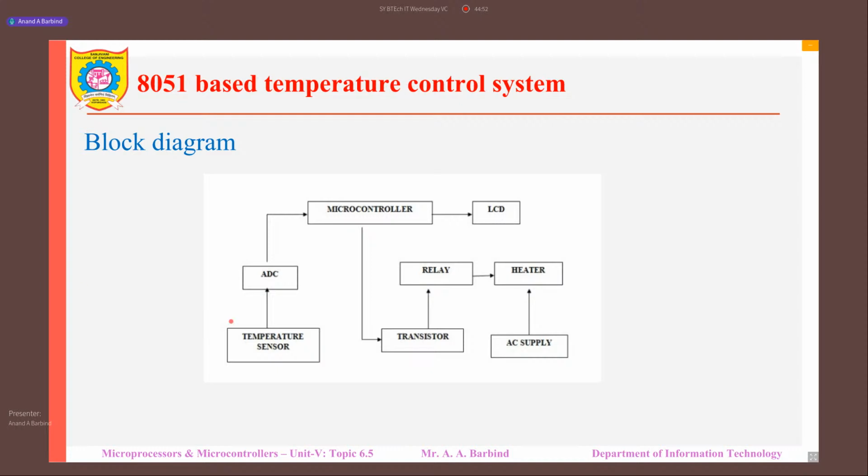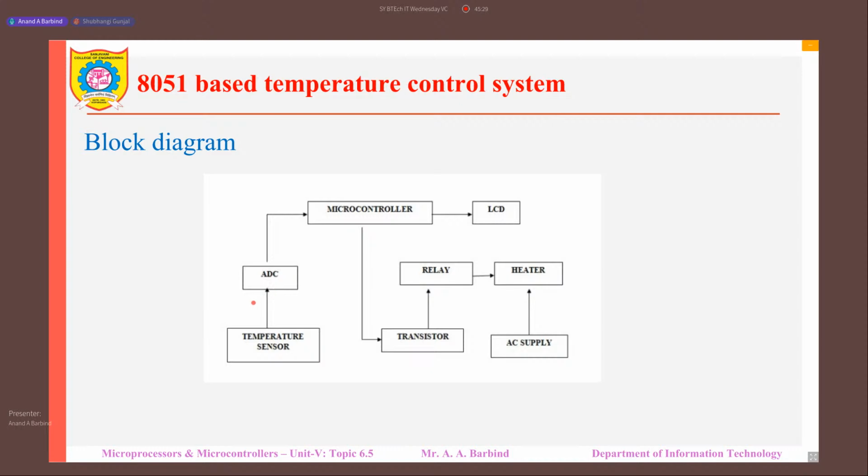That means it can accept input from 8 different sensors. Here only one sensor has been shown, but if this ADC is 0809, then input from 8 different sensors can be taken, and at a given time it will convert one input to the digital output. Which input is to be converted is selected by the microcontroller. So the microcontroller will ask the ADC to select a channel.